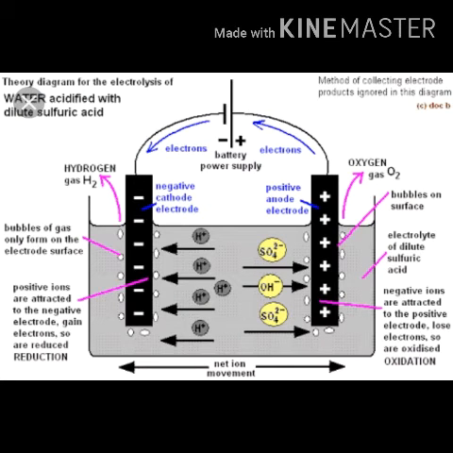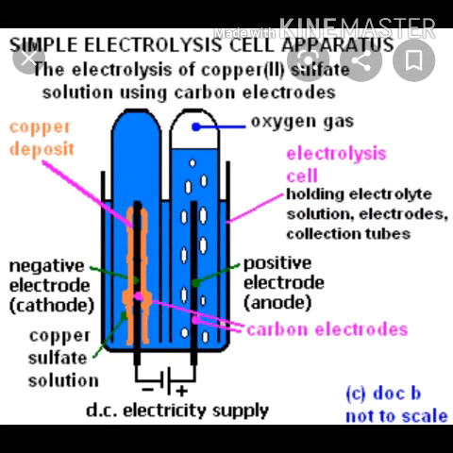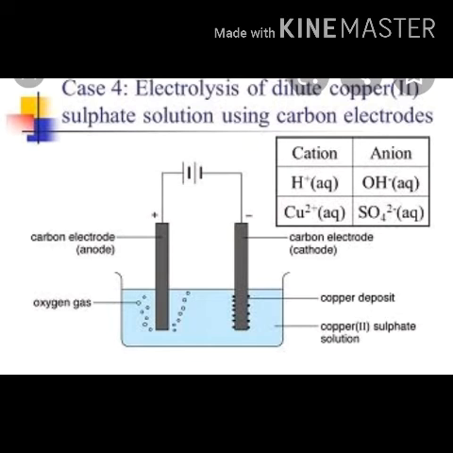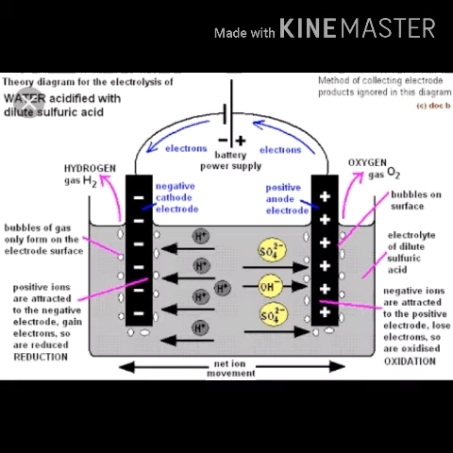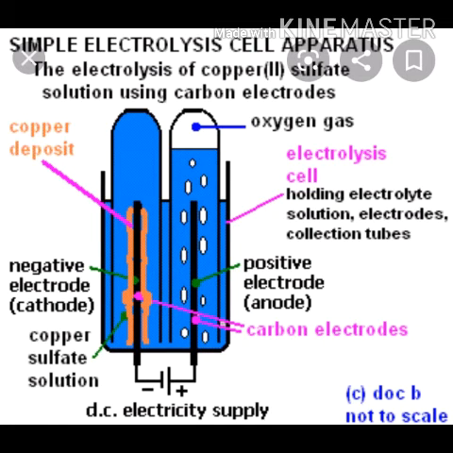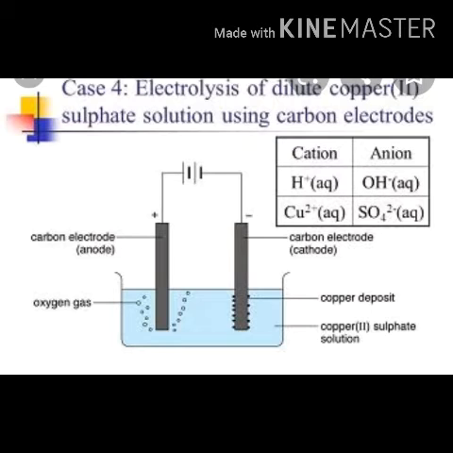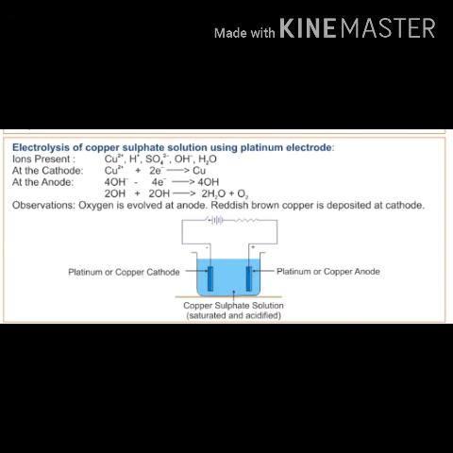In case of anode, OH minus releases one electron to form OH, then OH changes into 2H2O plus O2. Both OH minus and SO4 minus 2 ions move towards the anode. However, OH minus ion is oxidized more easily than SO4 minus 2 ion to form O2, which is liberated at the anode. So O2 gas is evolved at the anode, and the intensity of blue color of copper sulfate solution decreases due to the decrease in concentration of Cu plus 2 ion in the solution.